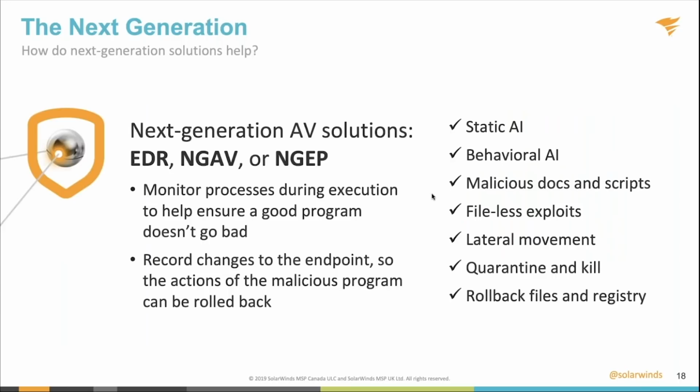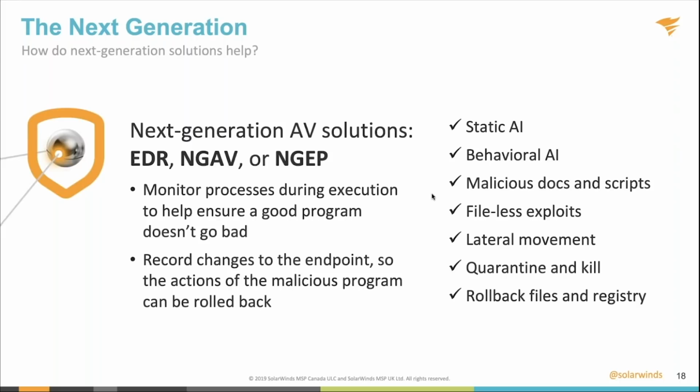So how does next generation help? Well, first of all, again, next generation AV solutions come under different names: endpoint detection and response, next generation AV, or next generation endpoint protection. And the big differences, the key things that set them apart from legacy AV, is number one, they monitor processes during execution. That's so that we can have a program that looks good from the start, but then goes bad. We know what those behaviors are and we can stop that process in its tracks. Now, of course, it's already run, it's already started to do things.